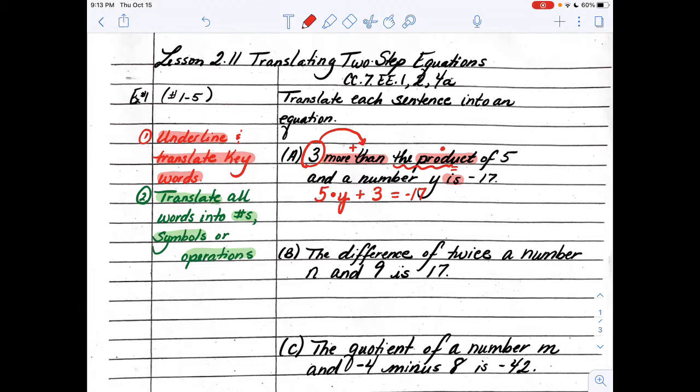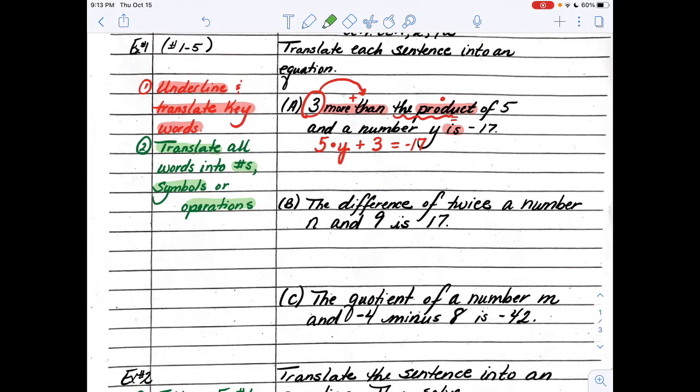So let's go ahead and look at B. Again, we've got the difference. That's a key word. Twice and is. What does difference mean? We're going to subtract. Now, that is not one of the flipping words. It is just a subtraction. And twice, well, twice means you're doubling it, which means you are multiplying by 2. And is our equal sign.